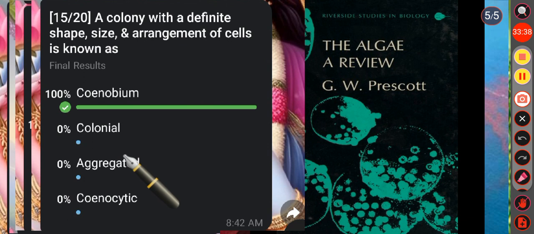What is aggregated form? In aggregated form, individual cells loosely cluster together to form a kind of irregular mass of colony. Okay, then last option, that is coenocytic. Coenocytic means the organism with multiple nuclei in a continuous mass of protoplasm surrounded by a cell membrane or a cell wall. But here the correct answer is coenobium, that is a colony with a definite shape, size and arrangement of cells. But remember, in aggregated form, the arrangement of cells is irregular.